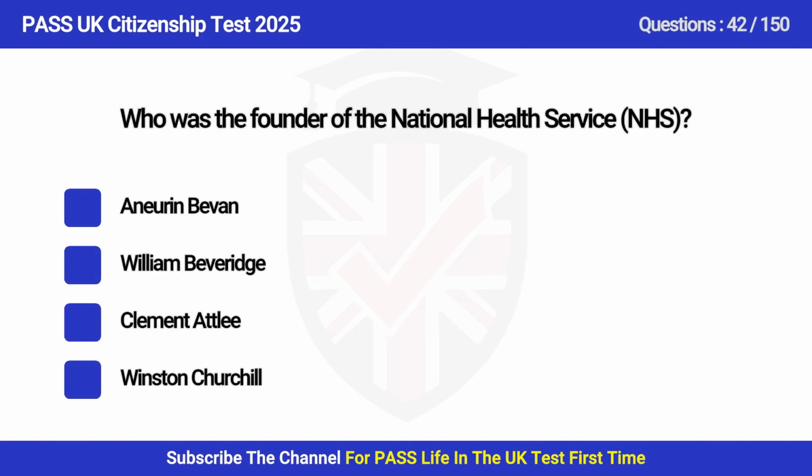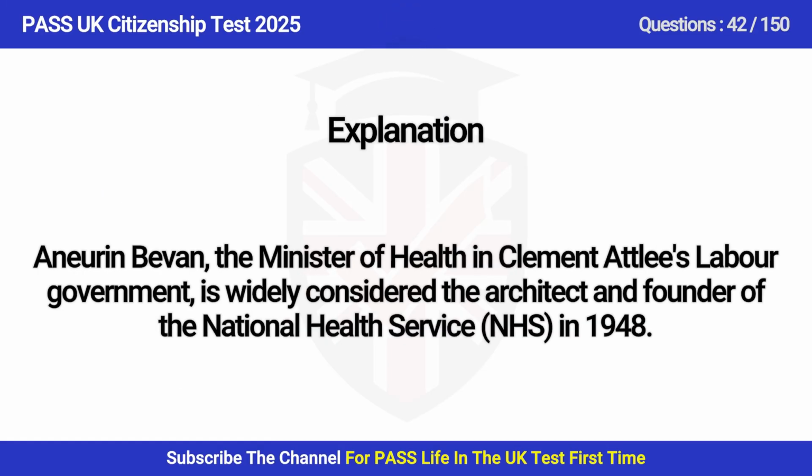Question 42. Who was the founder of the National Health Service? A. Aneurin Bevan. B. William Beveridge. C. Clement Attlee. D. Churchill. Answer is A. Aneurin Bevan. The Minister of Health in Clement Attlee's Labour government is widely considered the architect and founder of the National Health Service in 1948.